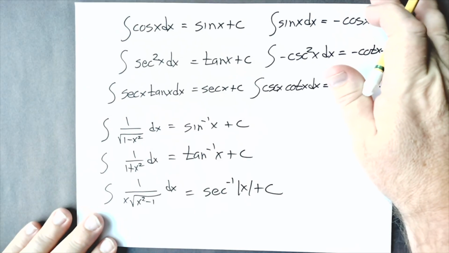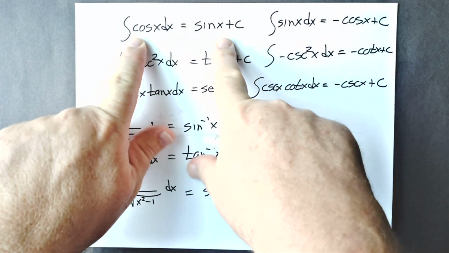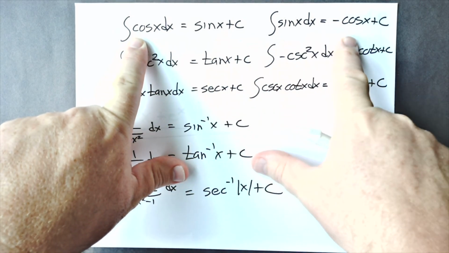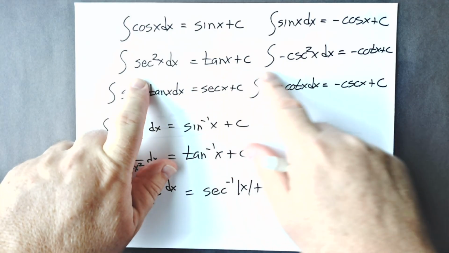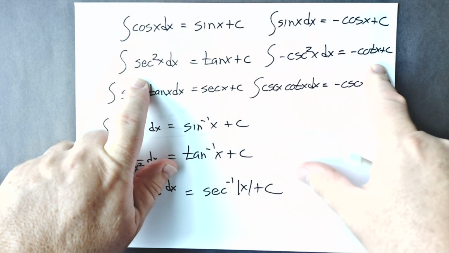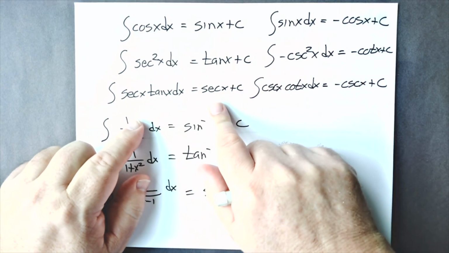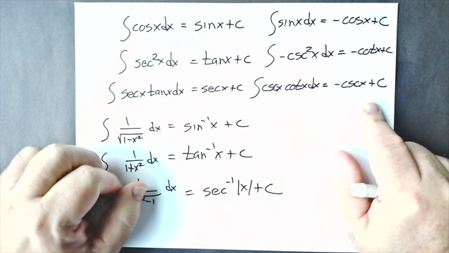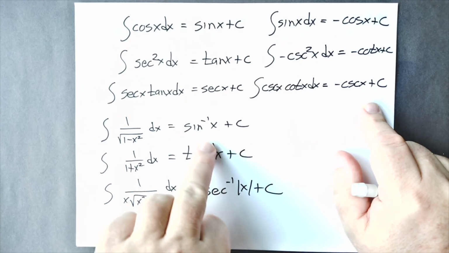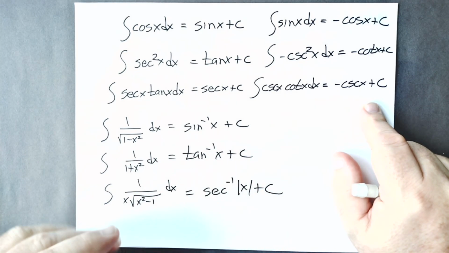We have all of our trig friends here. Again, they're just backwards. Integral of the cosine is the sine. Integral of the sine is the negative cosine. Integral of the secant squared is the tangent. Integral of the negative cosecant squared is negative cotangent. Integral of the secant tangent is secant. Integral of cosecant cotangent is negative cosecant. And then we have our arc sine, tangent, secant things. The other ones are here.